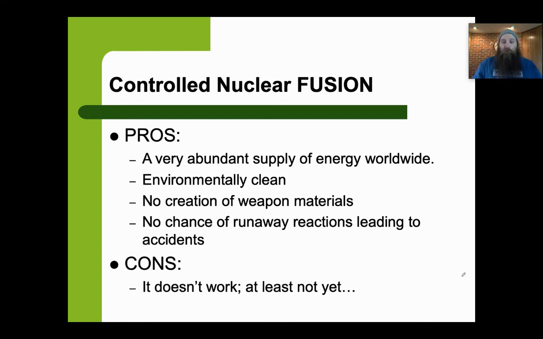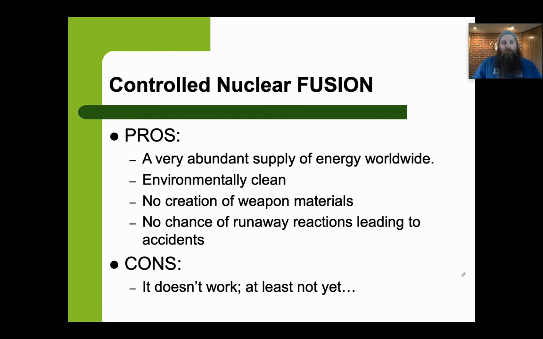It's abundant, right? You need hydrogen. You can get hydrogen from water. We have lots of water, so we can have lots of hydrogen. Hydrogen is also the most abundant atom in the universe, so we shouldn't run out. It's clean because it makes helium. That's it. It's not going to be used to make weapons. It's like, here's a bunch of water. We're going to split it with electricity to make hydrogen, and we're going to mash it together. It's not going to blow up. It's not going to run away, right? You're not going to get a chain reaction out of it.